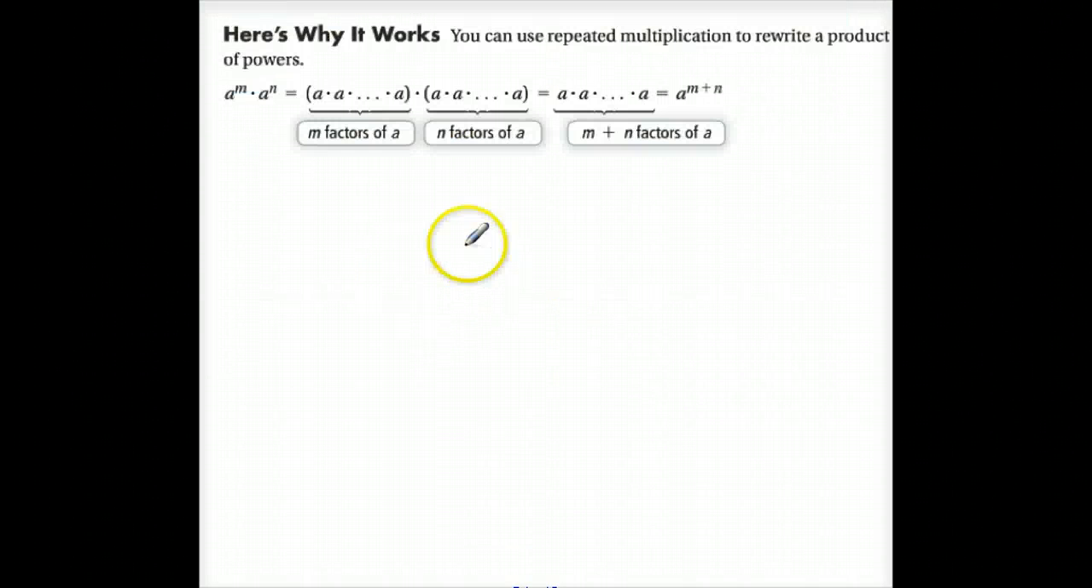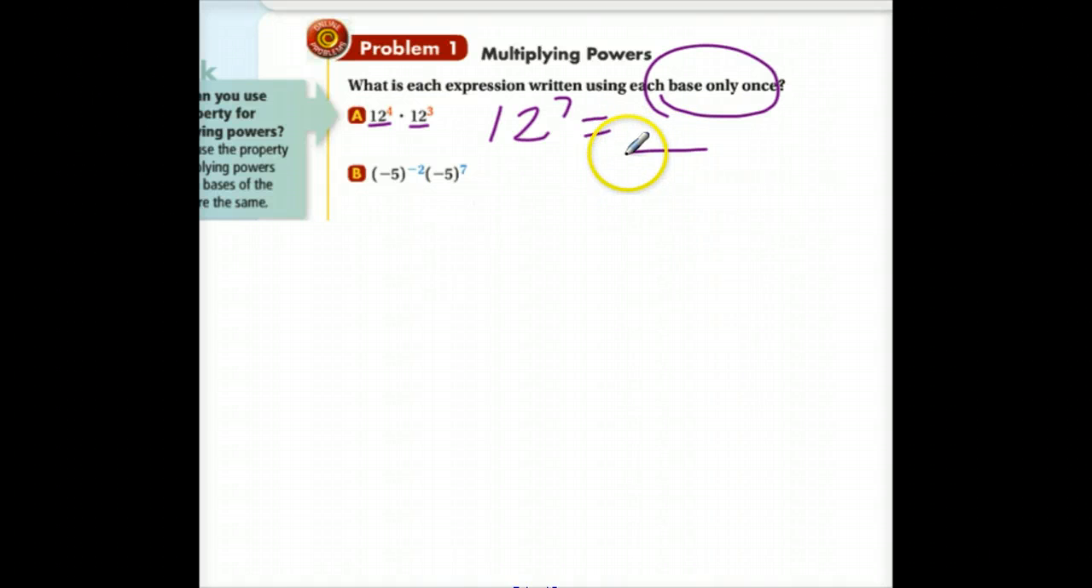So let's do that with an example. All right, 12 to the 4th times 12 to the 3. They both have the same base, so our answer is going to have 12 as a base. And then the exponents, we can just add. So 4 plus 3 is 7. 12 to the 7th is how I would write this with the base written only once. It's not completely simplified because we could find out what 12 to the 7th power actually is.